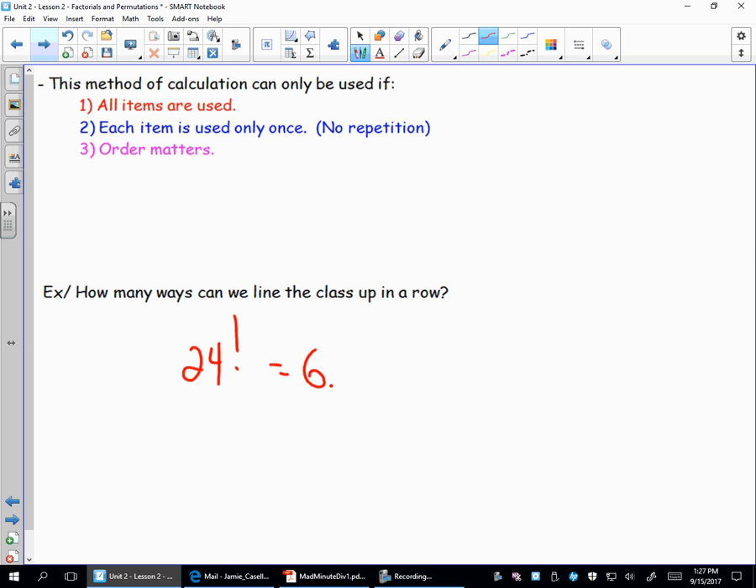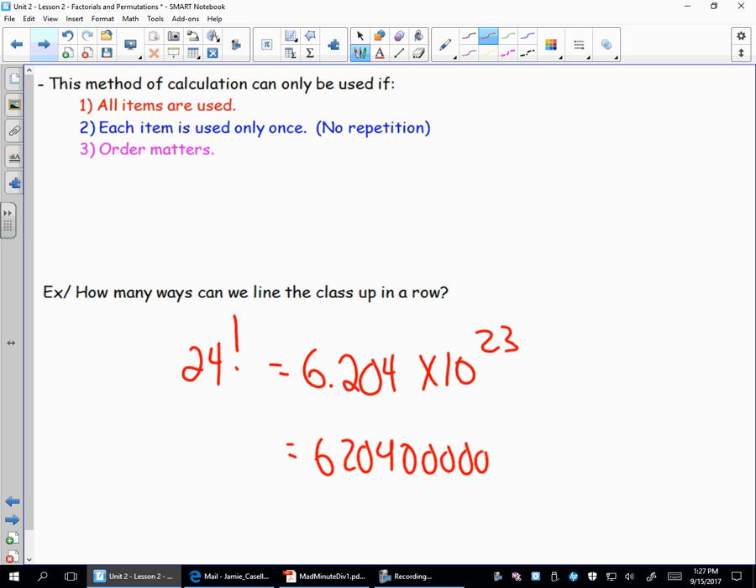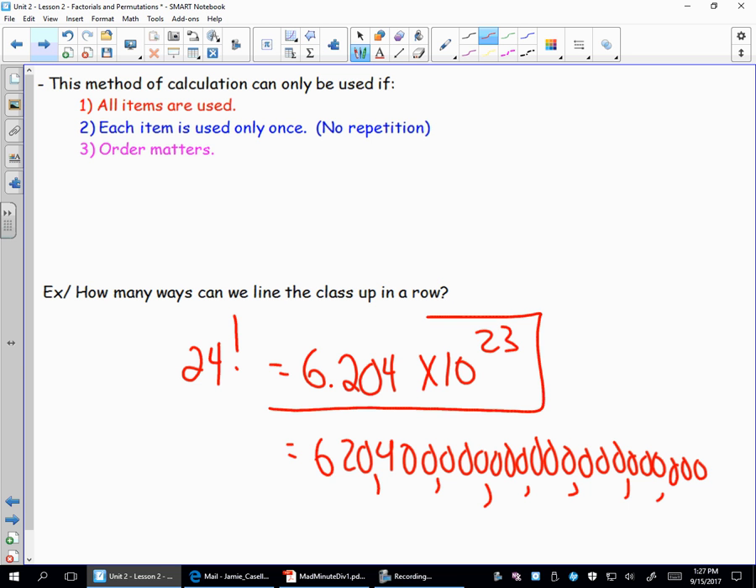This comes up to a giant number, 6.204 times 10 to the power of 23. In other words, 6204 followed by 20 more digits. This is how many different orders we can put the class in, which would take us a little bit of time. For my purposes, I would prefer you just give me scientific notation. I just want to talk about what that number means.